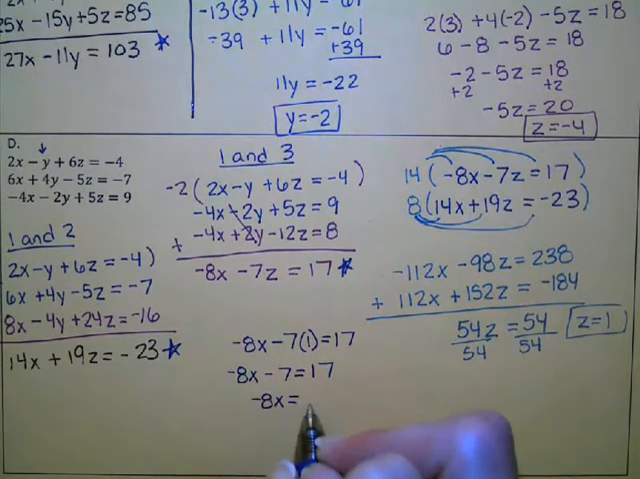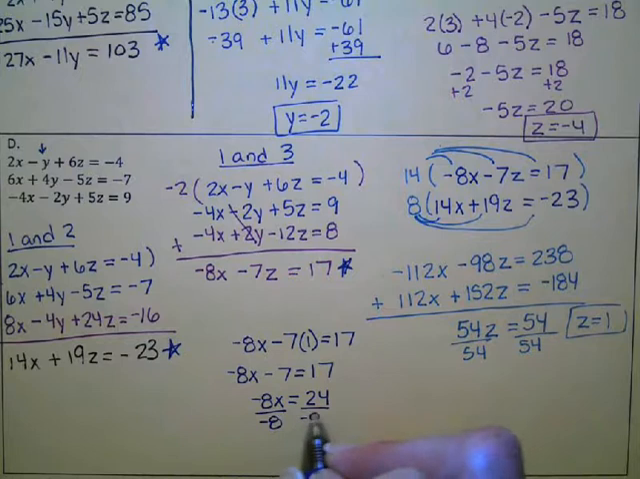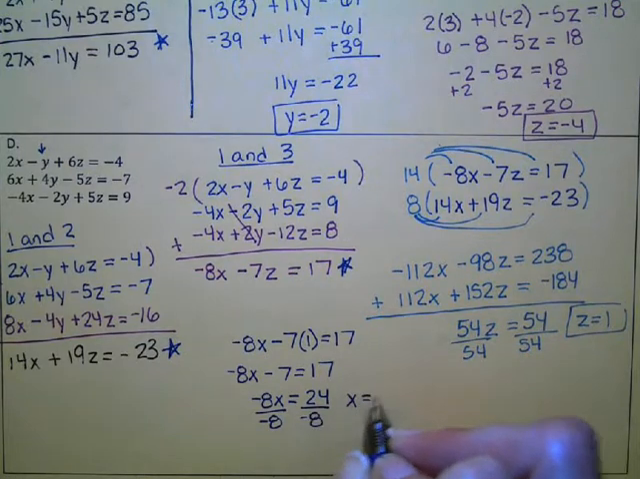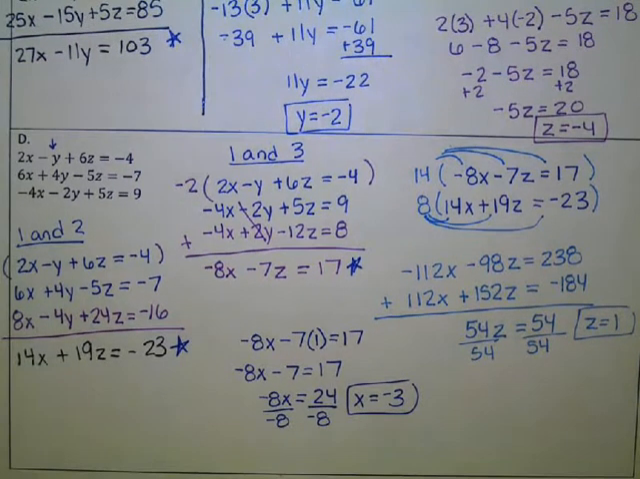So I'm going to substitute it in. I'm going to add 7 to the other side, negative 8x. 17 and 7 make 24. And we're going to divide them both by negative 8. x equals negative 3. So we have z and we have x. Now we want to find y.